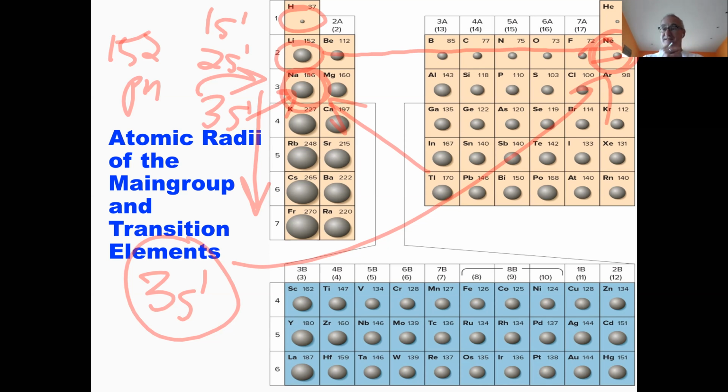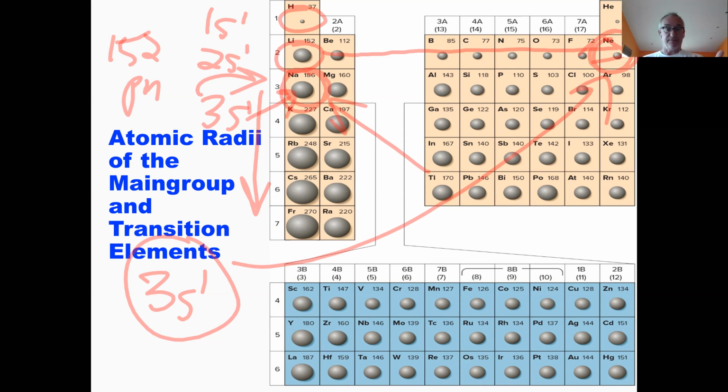And so they stay close to the nucleus. Your valence electrons are further away. They're held on much less tightly. And we'll see that when we look at ionization. We'll learn about something called ionization energy today. Basically, how much energy does it take to pull that electron away?